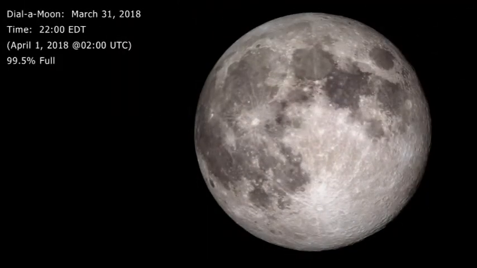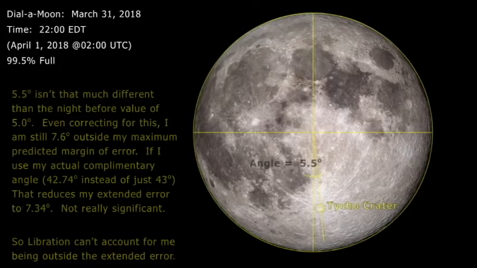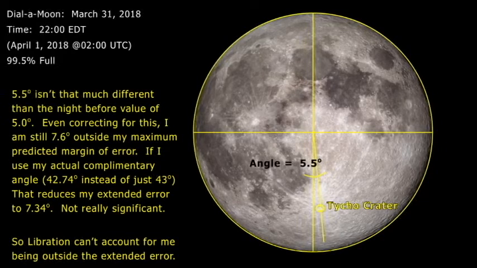So we go to Dial-A-Moon, sorry, this is from Dial-A-Moon, and the slide where I took this from will be at the very end as well. We want to see if Tycho had changed orientation in the sky from the night of the 30th to the 31st due to librations. That's what this is showing, and as you can see, it didn't really change much. I predicted a 5 degree tilt to the right of Tycho crater from the center line up and down, and the next night it was only 5.5 degrees. So libration can't really account for me being outside my extended error.